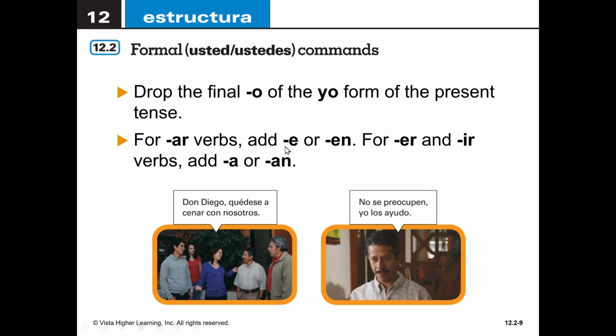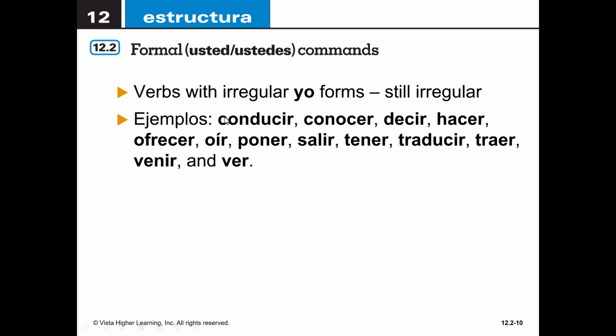So, to summarize, what you need to do, make it into the present tense. For yo, drop the o and add the endings that we just talked about. If you find irregular forms in the present tense, in the commands they're still irregular. Ejemplos: conducir, conocer, decir, hacer, ofrecer, oír, poner, salir, tener, traducir, traer, venir y ver.